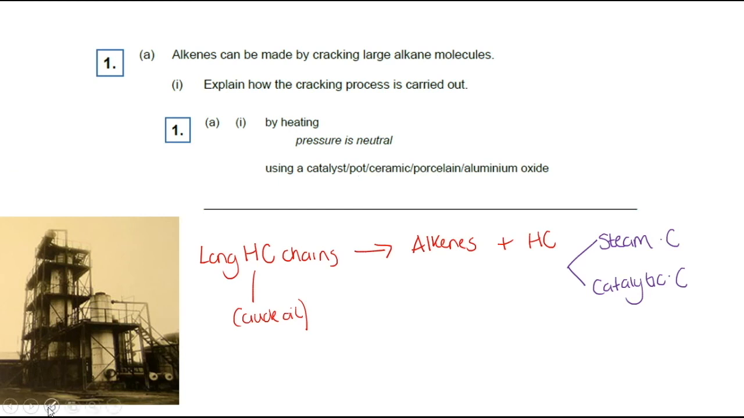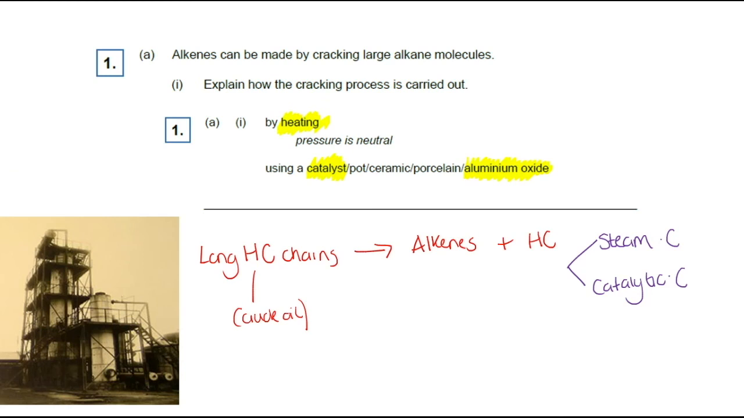I would normally stick to the generic idea of using heat and a catalyst. You don't have to be fancy, just to say which catalyst it is. If you remember that it's aluminium oxide, by all means say that. And that's how you end up producing an alkene.